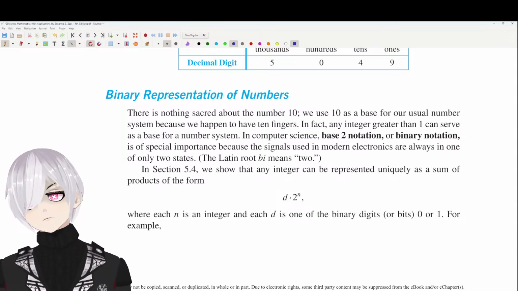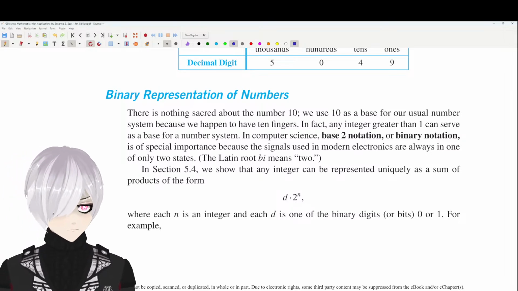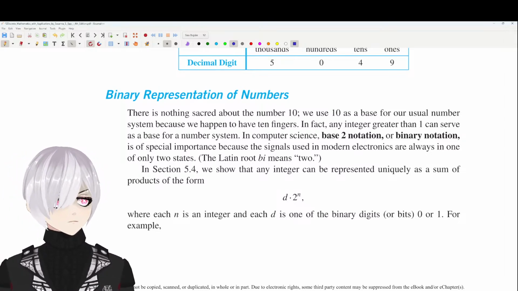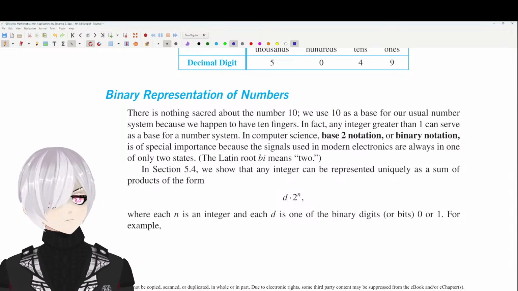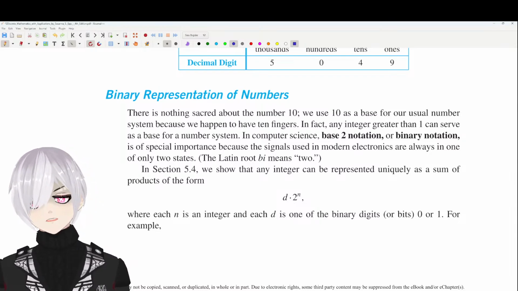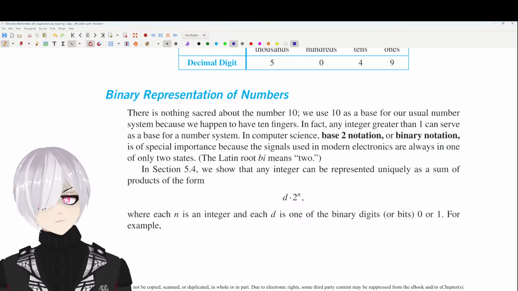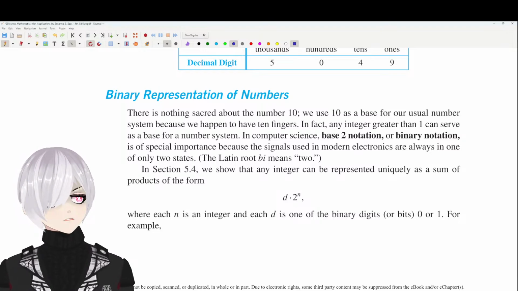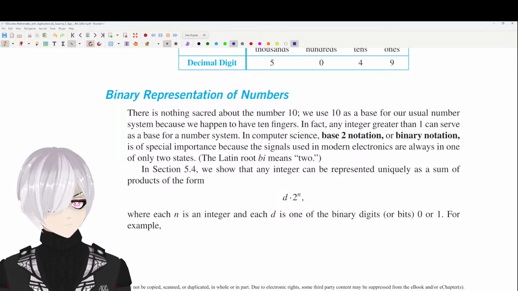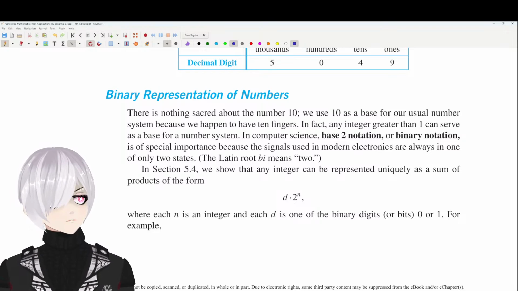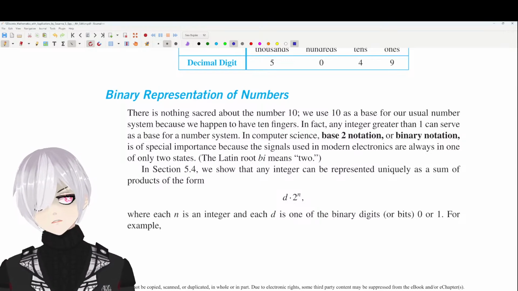Binary representation of numbers. There's nothing sacred about the number 10. We use 10 as a base for our usual number systems because we happen to have 10 fingers. In fact, any integer greater than 1 can serve as a base for a number system. In computer science, base 2 notation or binary notation is of special importance because the signals used in modern electronics are always in one of only two states. The Latin root bi means 2.